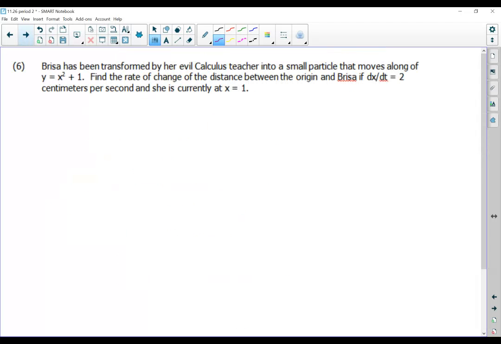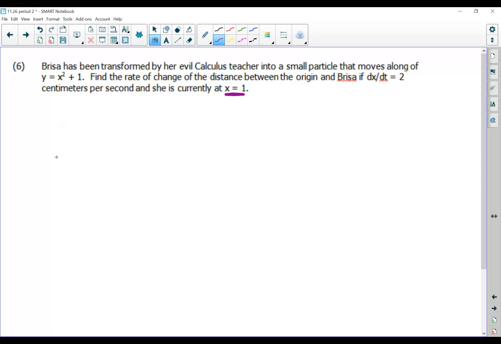Okay, let's try one more. Brisa has been transformed by her evil calculus teacher into a small particle that moves along the function y equals x squared plus 1. Find the rate of change of the distance between the origin and Brisa if dx/dt equals 2 centimeters per second and she's currently at x equals 1.